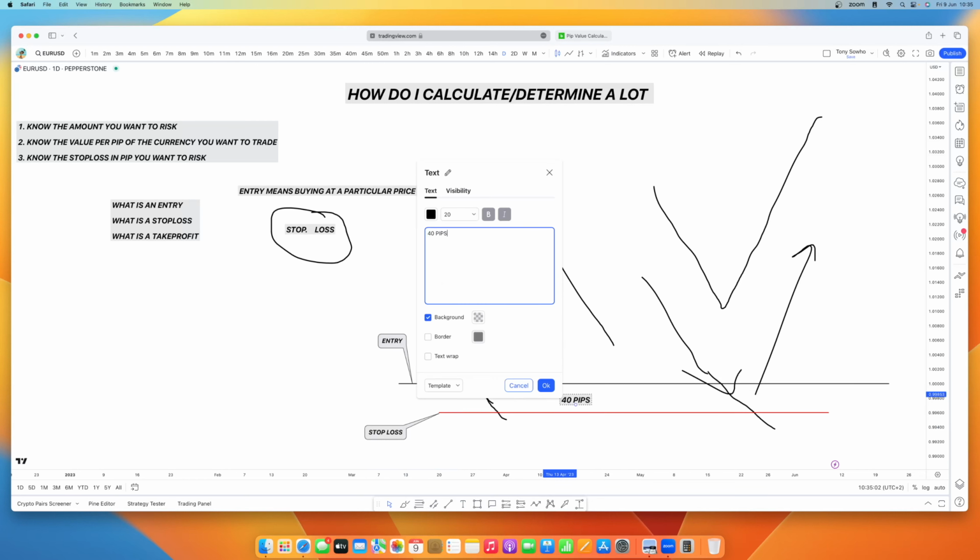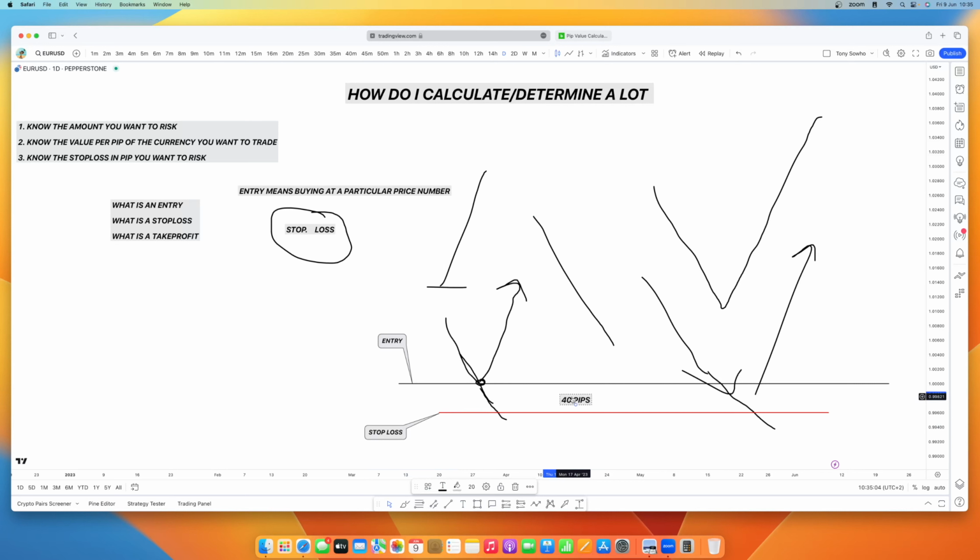So now I've gotten all the things I needed to calculate my loss. I've gotten an amount I want to risk. Maybe I want to go in for $50. Know the value per pip of the currency you want to trade. I know that also. Then know the stop loss in pips you want to risk. So I'm risking 40 pips.